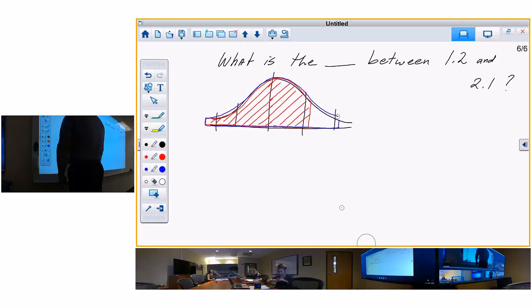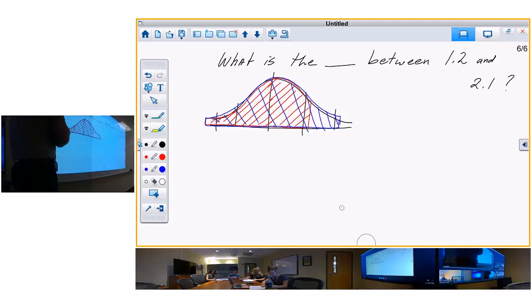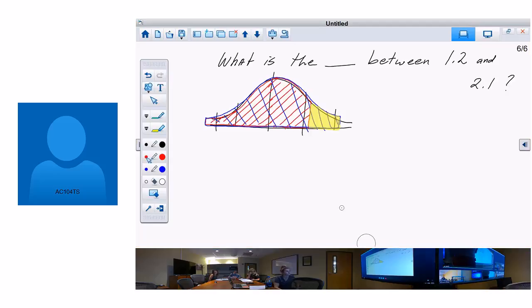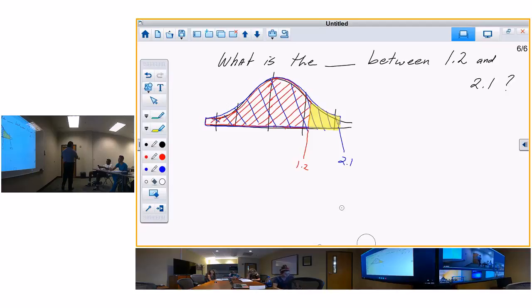And then blue is 2.1. Well, we said 2.1 would be somewhere in there. So somebody tell me what the big one is. The big one is 2.1, right? Now, if I take the 2.1 area and I subtract the 1.2 area, what will that leave me with? That will leave me with this yellow area, which is the area between 1.2 and 2.1. Remember, the larger area, the total, minus the smaller area. Anderson, Greenville, Greenville, Spartanburg, it doesn't matter.